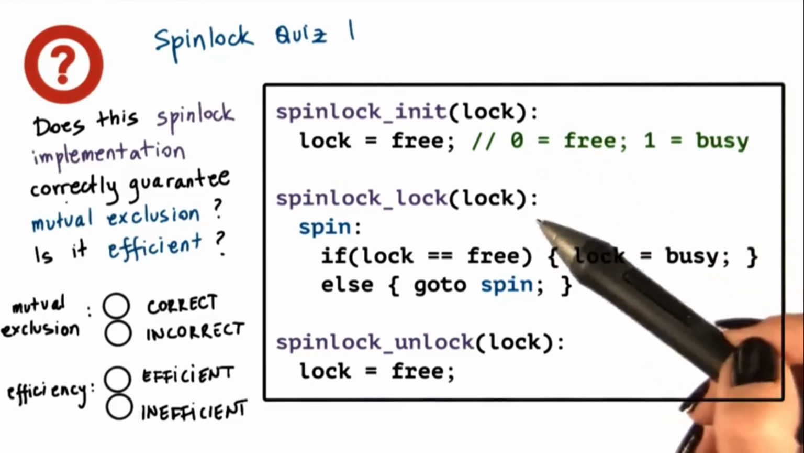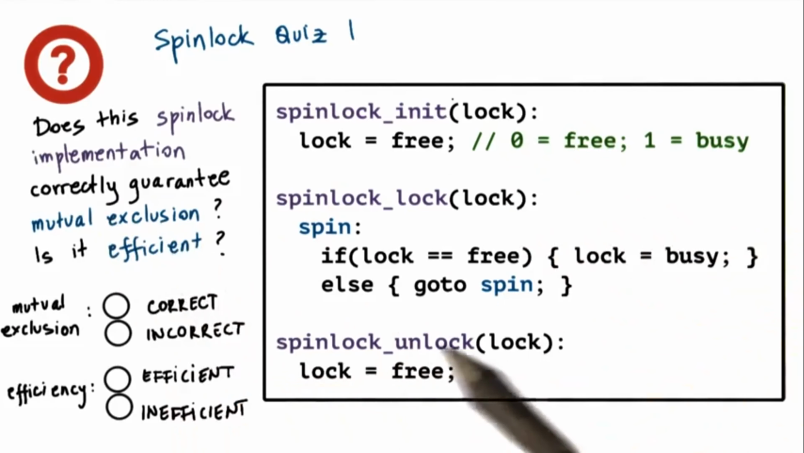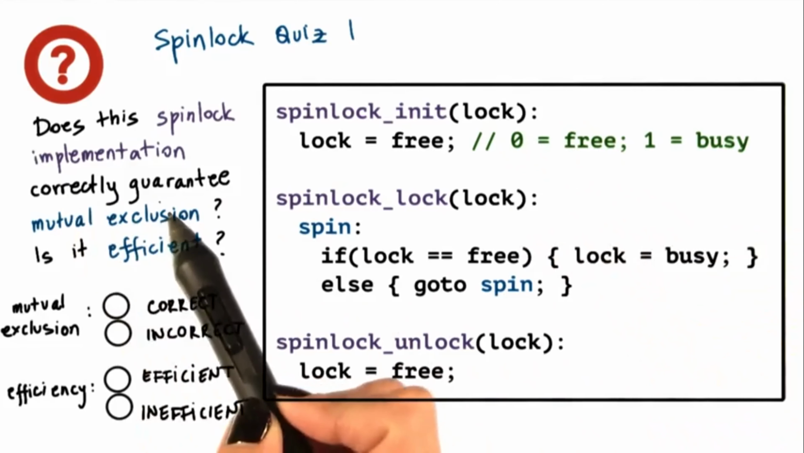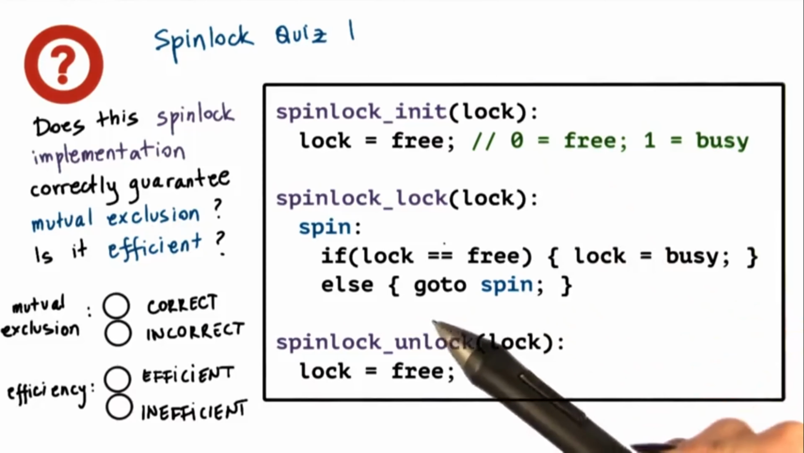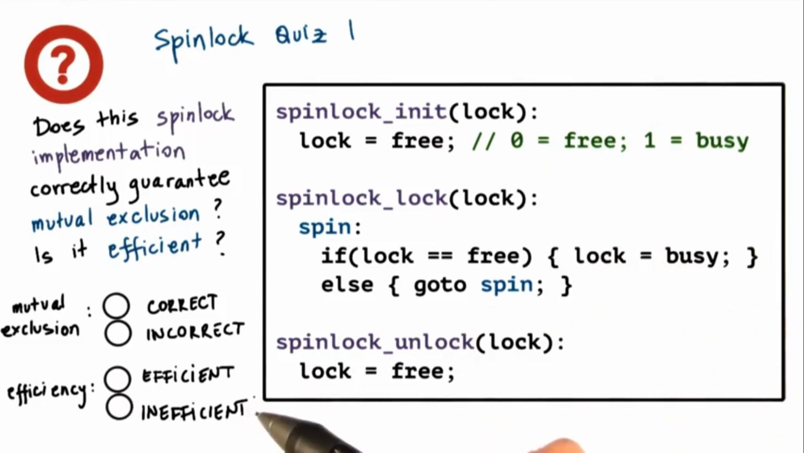The questions in this quiz are, does the implementation of the lock correctly guarantee mutual exclusion? Also, is this implementation efficient? Mark your answers here.